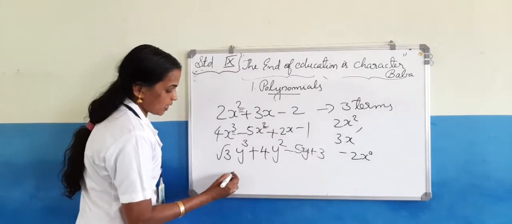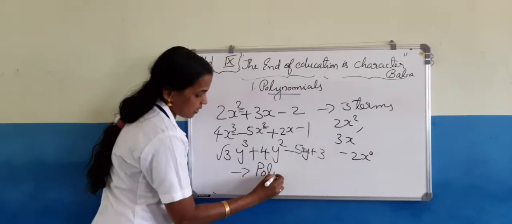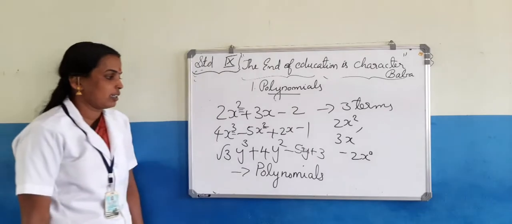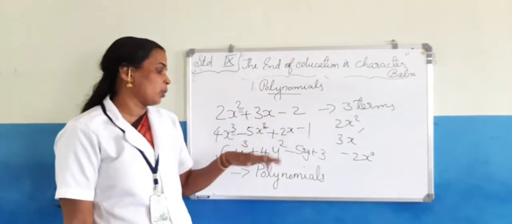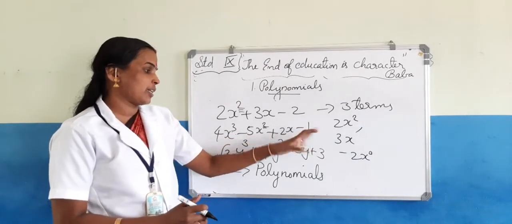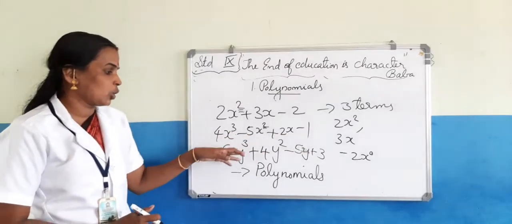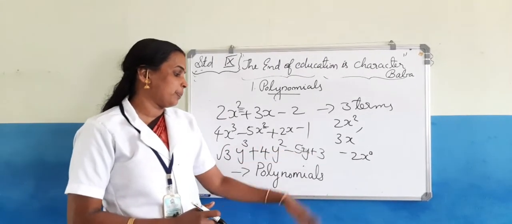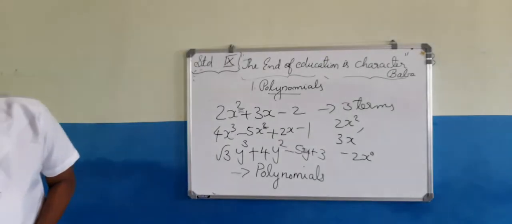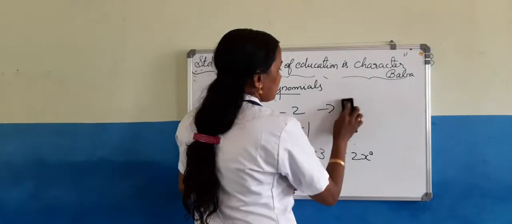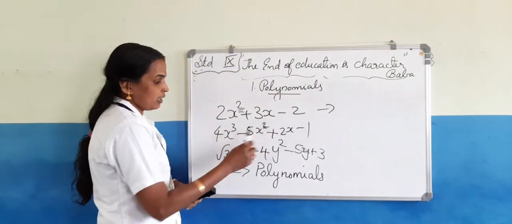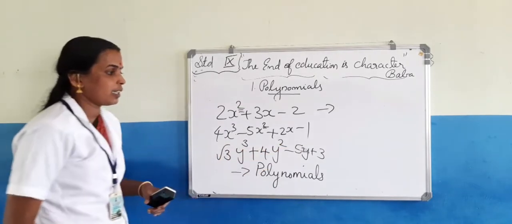Such types of expressions are called polynomials. So 2x square plus 3x minus 2 is a polynomial. 4x cube minus 5x square plus 2x minus 1 is another polynomial. Root 3 y cube plus 4y square minus 5y plus 3 is also a polynomial. Then according to the number of terms of each polynomial we can name them. Here you look, 3 terms are there. Here 1, 2, 3, 4 terms are there, like that.